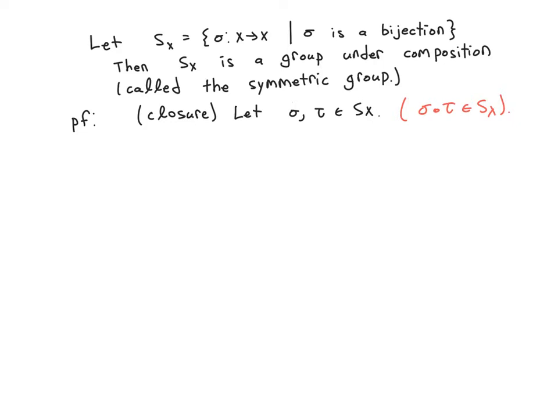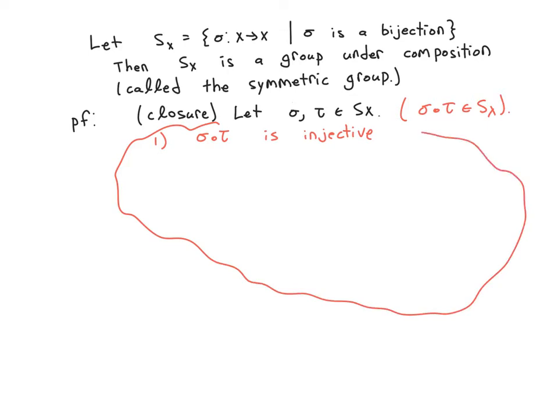So what does it mean to be a bijection or a permutation? It means that it's injective. So that's one part we're going to need. This is a thought bubble, by the way. We're not quite there yet. It's just thinking what we need to do. What else do we need to show? We need to show it's surjective.